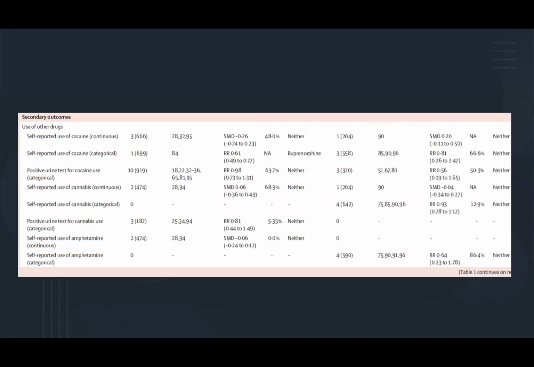And then to go into the secondary outcomes, which there are a lot of, in terms of use of other drugs, there was one RCT that found self-reported use of cocaine was decreased in buprenorphine compared to methadone, but otherwise not a significant difference for cocaine, cannabis, or amphetamine.